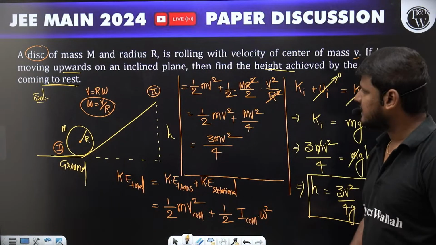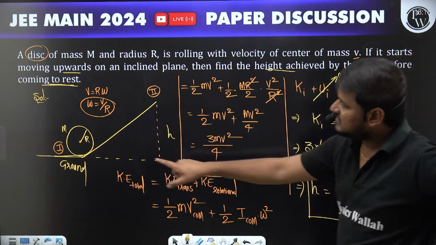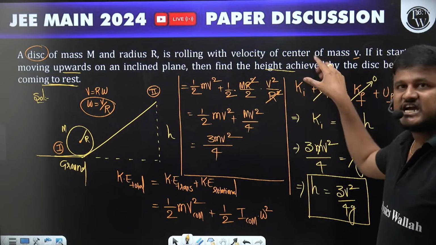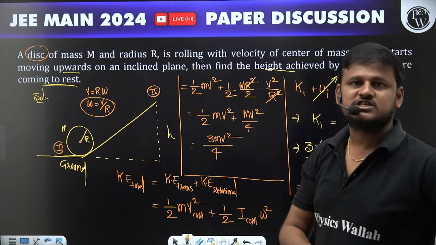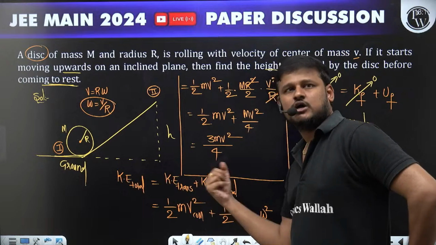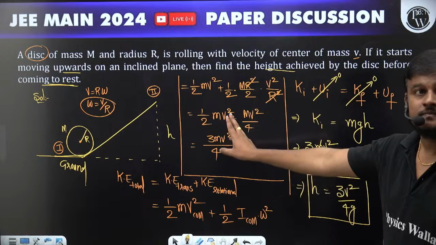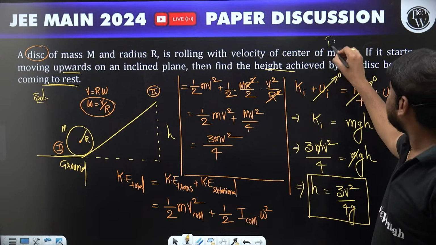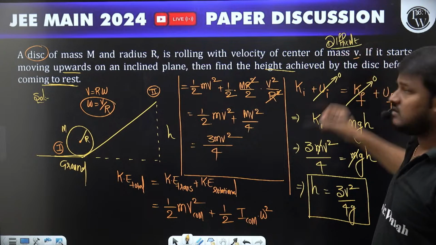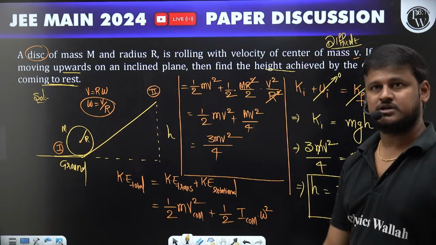Done. Clear, guys? The basic idea here is the conservation of energy between the initial point and the final point. For that you need to calculate the total kinetic energy possessed by the rolling disc, which is translational kinetic energy plus rotational kinetic energy. This part you should understand. I can consider this a bit difficult question. Most of the students leave rotational motion, so they might find this question difficult.